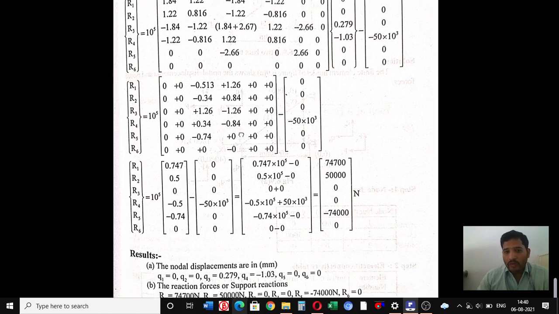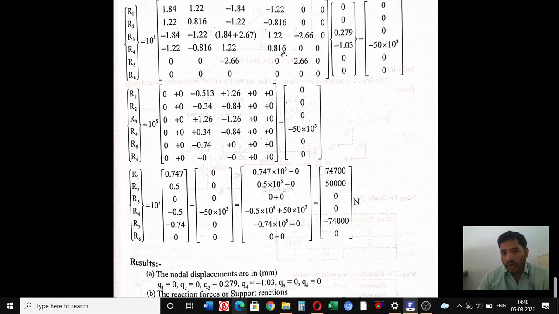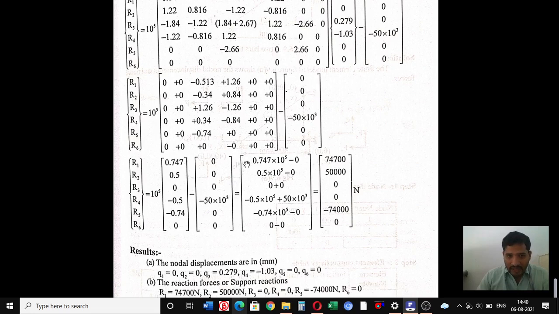The same concept we need to follow up to the bottom here. 0.816 into minus 1.03, it becomes 0, and 0 into anything should become 0 only. After that, remember, that is the most important, you need to add this overall row. If you add this first row, it becomes 0.747. If you add minus 0.34 plus 0.84, you will get 0.5. If you add 1.26 minus 1.26, you will get 0.